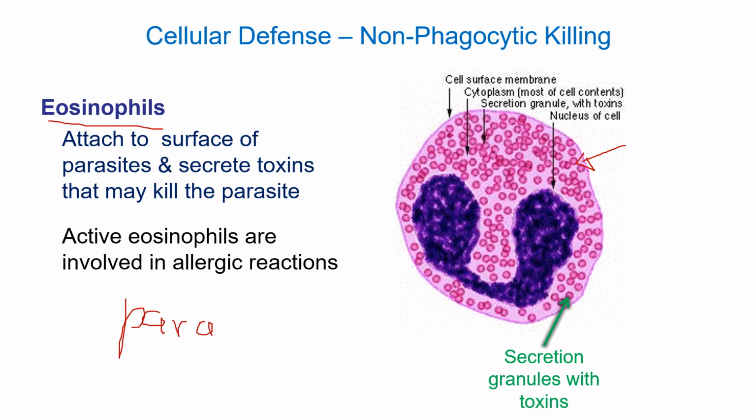Let's see if I can write this. This is not easy to do with the mouse. Parasitic. I should have just wrote worms. So yeah, the same part of your immune system that causes allergy is the same part of the immune system that deals with parasitic worms. So this is important, especially if you're interested in allergies and allergy research.